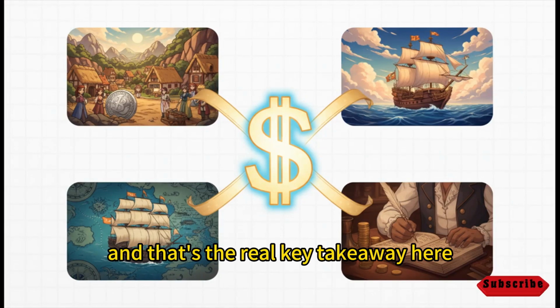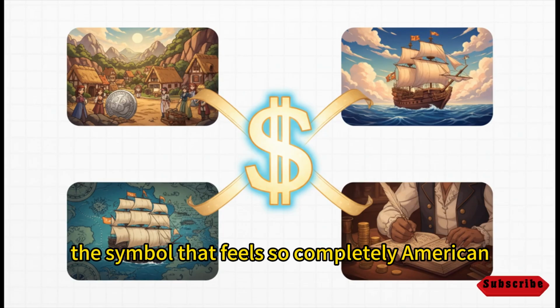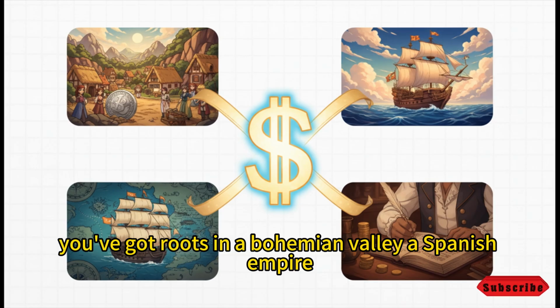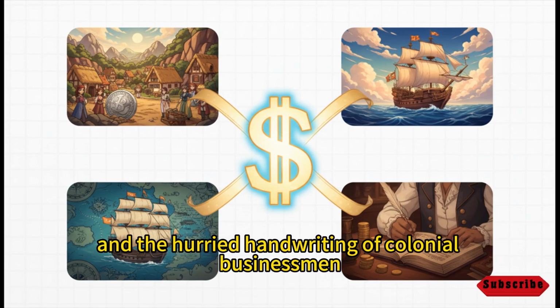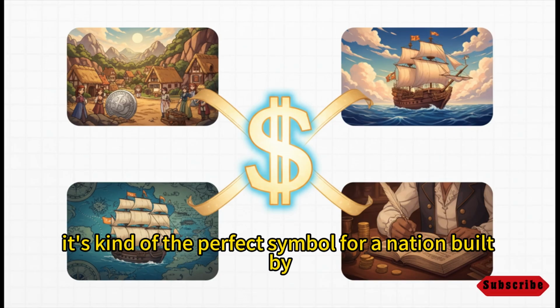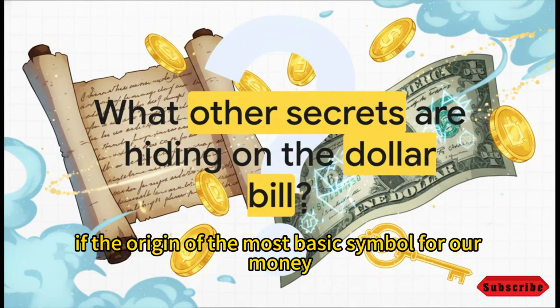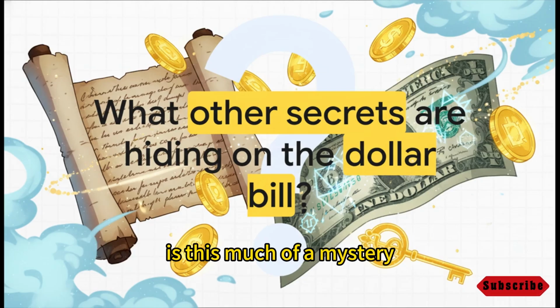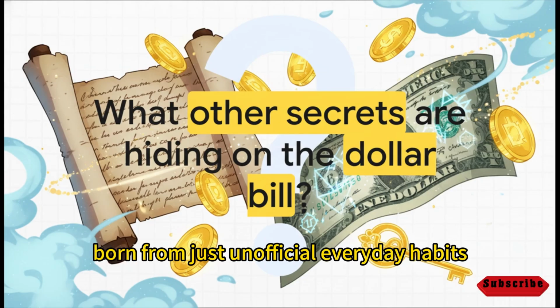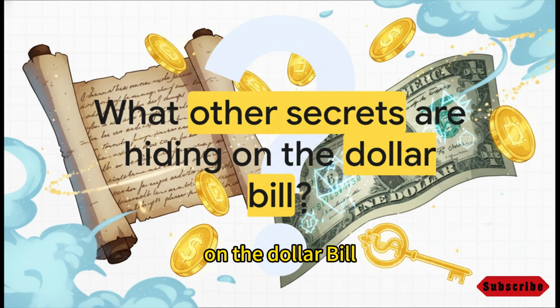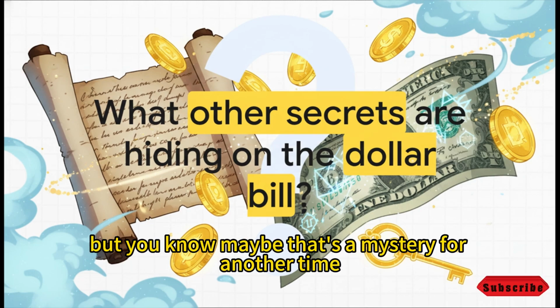And that's the real key takeaway here. The symbol that feels so completely American is actually a huge melting pot. You've got roots in a Bohemian valley, a Spanish empire, Dutch trading ships, and the hurried handwriting of colonial businessmen. It's kind of the perfect symbol for a nation built by immigrants, don't you think? So if the origin of the most basic symbol for our money is this much of a mystery, born from just unofficial, everyday habits, it kind of makes you wonder, what other stories are hiding in plain sight on the dollar bill? But, maybe that's a mystery for another time.